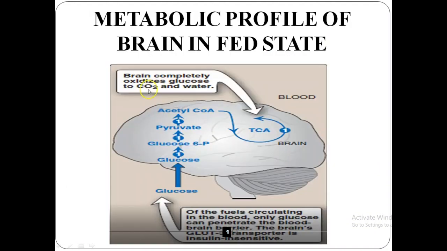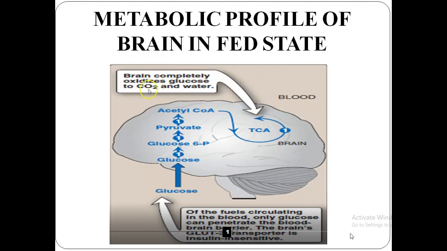Now we'll see how the brain behaves in fed state. The brain is vital to the proper functioning of all organs of the body. Special priority is given to its fuel need. In the fed state, the brain exclusively uses glucose through its glucose transporter, GLUT1, which is insulin independent, and it completely oxidizes glucose to carbon dioxide and water.